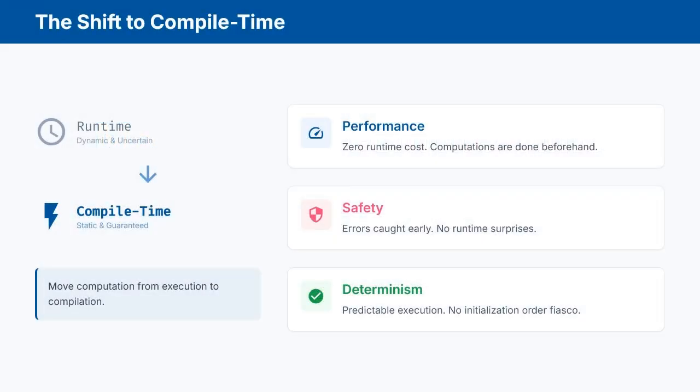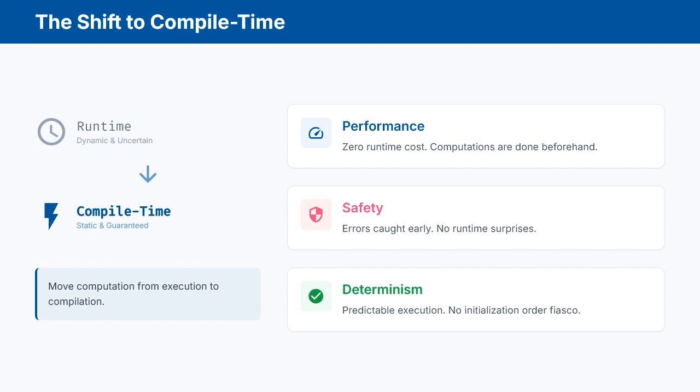C++ has been evolving to support more compile time computation. There are three key benefits to this approach. First, performance. When code runs at compile time, there's no runtime cost. The results are simply embedded in the binary. Second, safety. Errors are caught during compilation, not at runtime. The compiler helps verify program correctness.